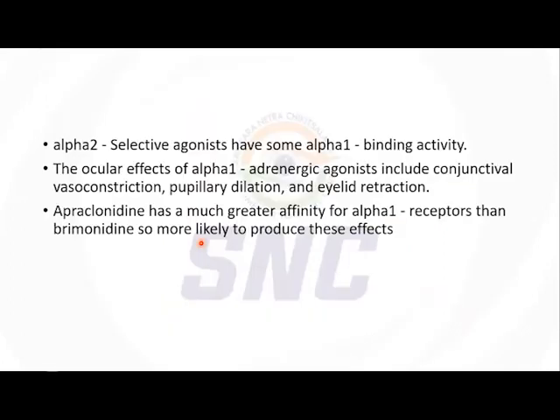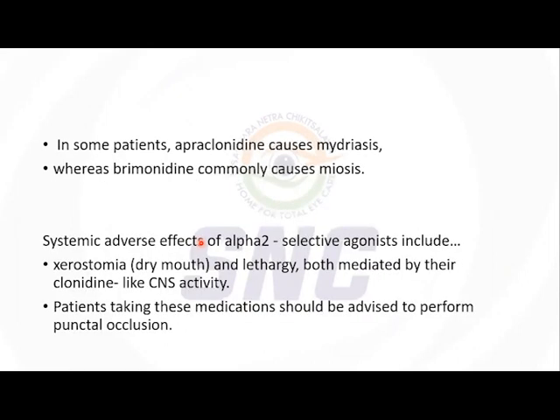Alpha-2 selective agonists have some alpha-1 binding activity, and the ocular effects of alpha-1 adrenergic agonists include conjunctival vasoconstriction, pupillary dilatation, and eyelid retraction. Apraclonidine has a much greater affinity for alpha-1 receptors than brimonidine, so it produces more alpha-1 effect. In some patients, apraclonidine causes mydriasis, whereas brimonidine commonly causes miosis. Systemic adverse effects of alpha-2 agonists include xerostomia and lethargy, both mediated by their clonidine-like CNS activity. Patients taking this medication should be advised to perform punctal occlusion to minimize systemic absorption.